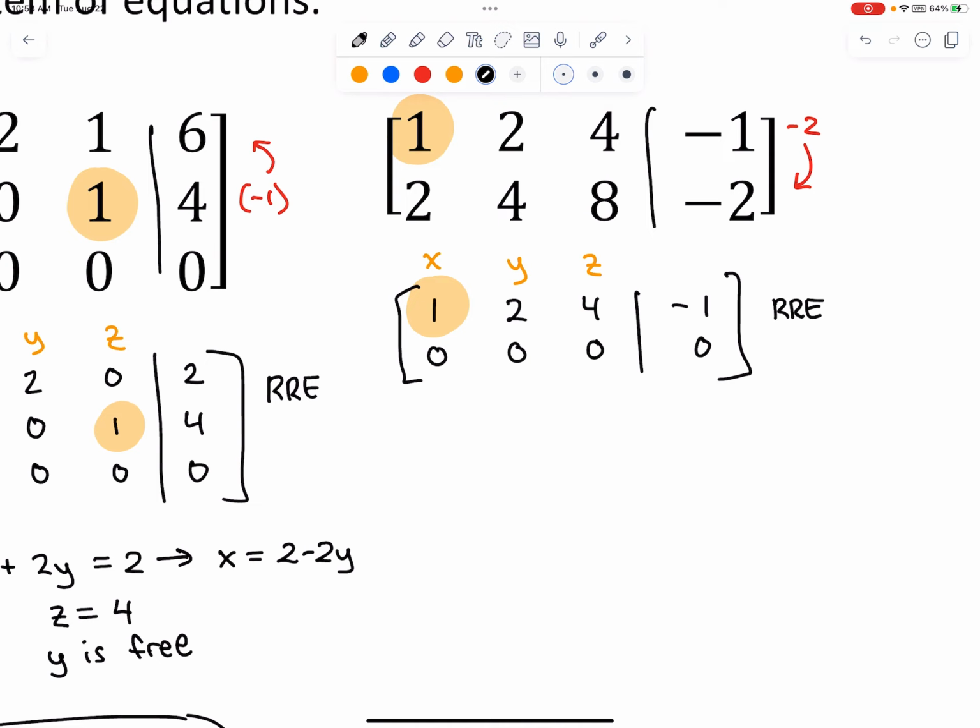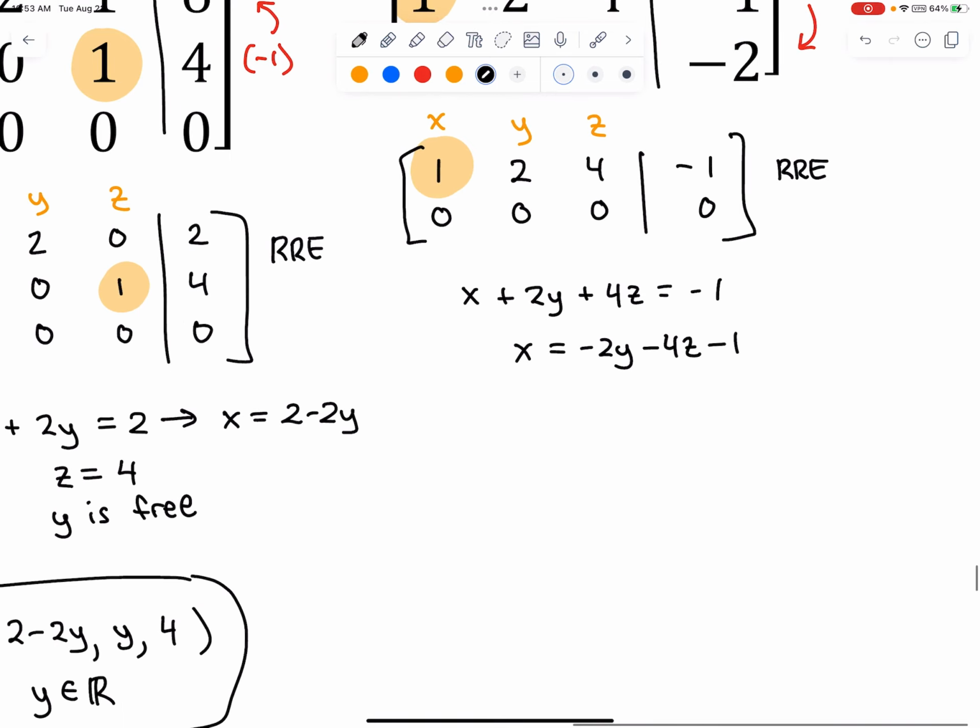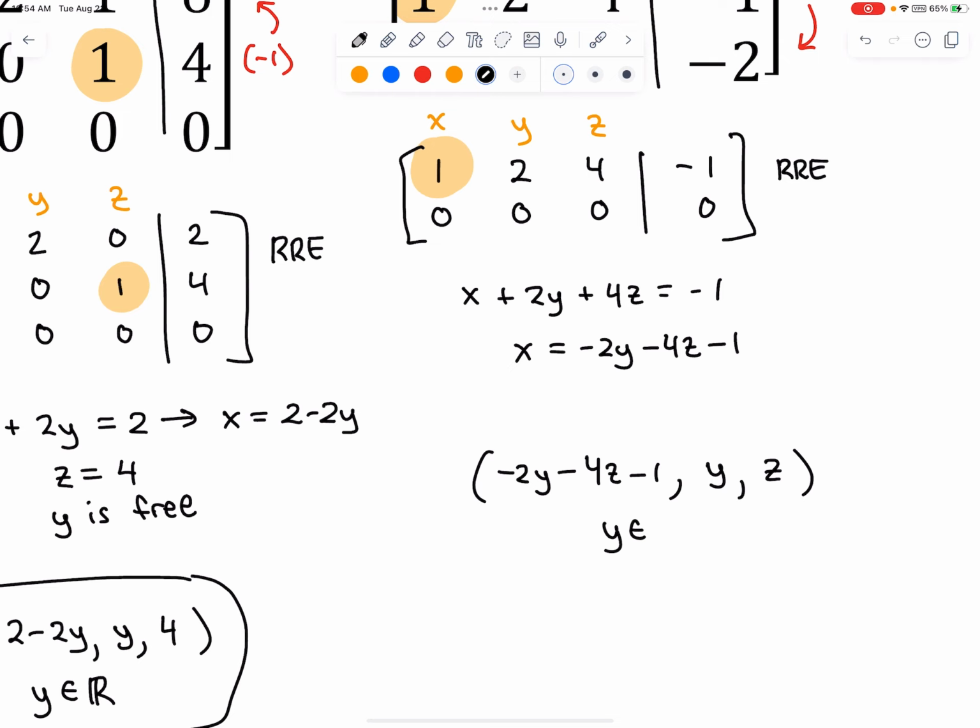So the first row reads x plus 2y plus 4z is equal to -1. Solve this for x. We get x has to therefore be -2y minus 4z, and then that -1 still there. And then our solution has the form x, y, z, and y and z are both free. So we put this expression in the x position of our answer, comma, y is free, so y just stays y, and z is free, z stays z. And then we say y is free, so y can be any real number, and z is free, so z can be any real number.